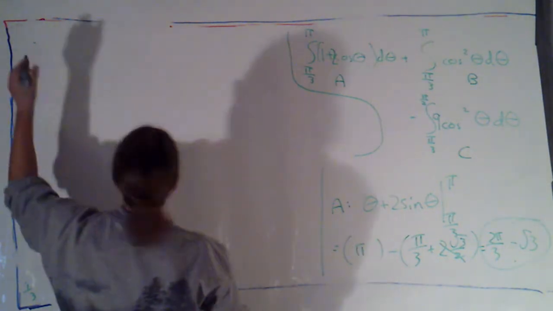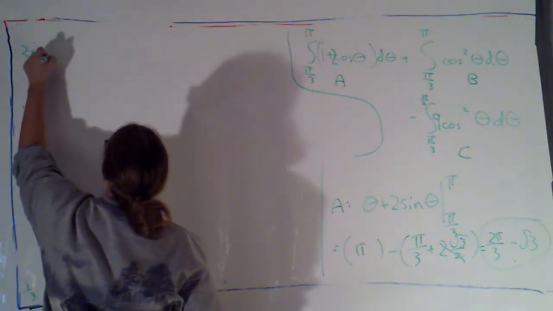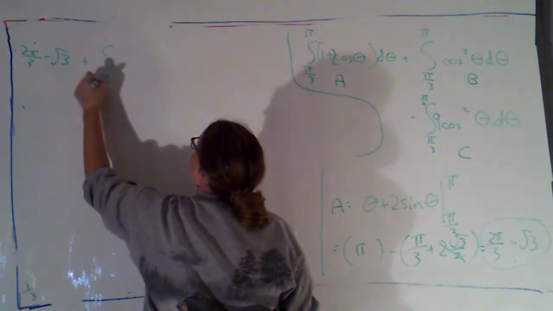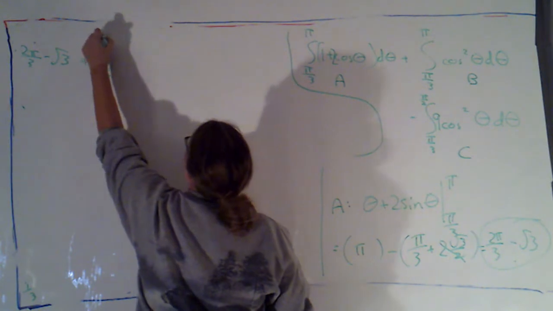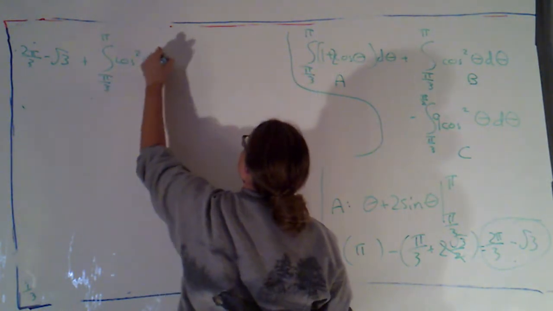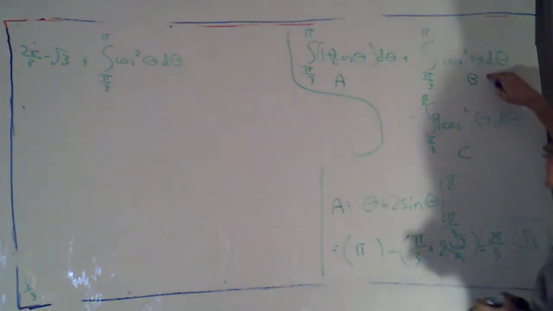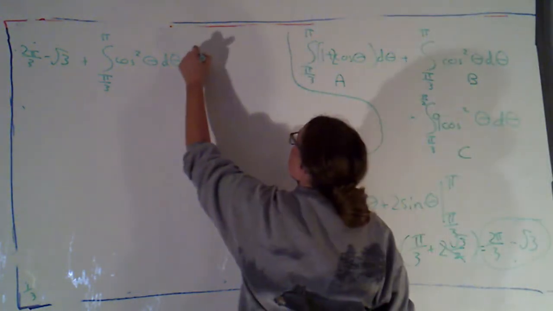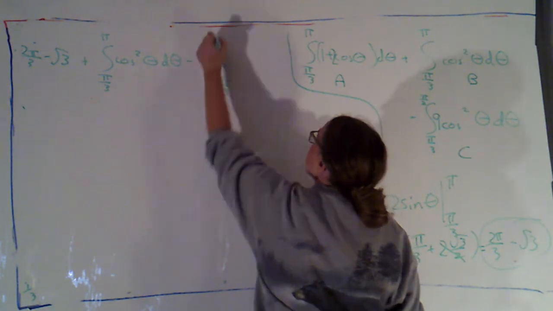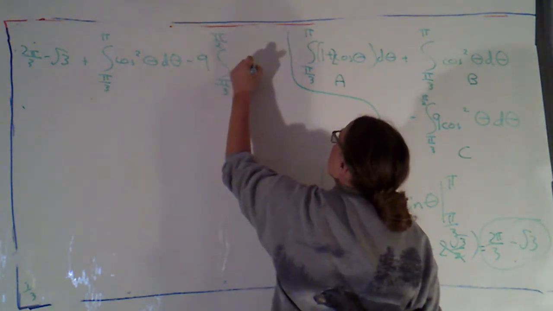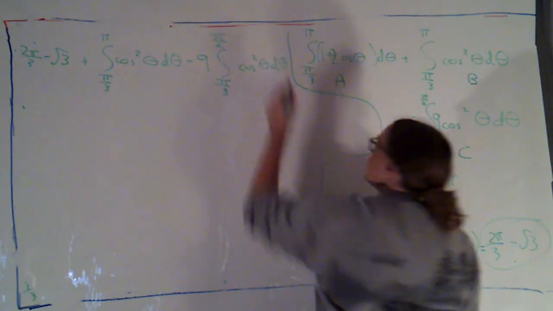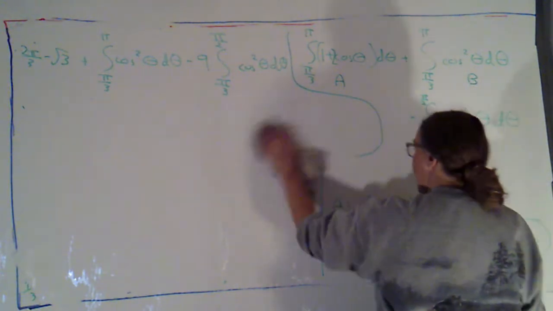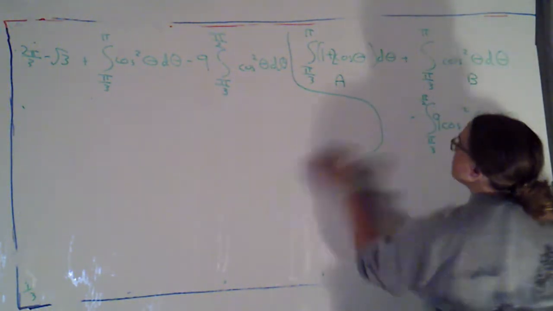So we're going to have 2 pi over 3 minus root 3. That was our A, plus the integral from pi over 3 to pi of cosine squared theta d theta. That's our B. And then minus 9 copies of the integral from pi over 3 to pi over 2 of cosine squared theta d theta. Okay. So that's the problem that we need to finish.